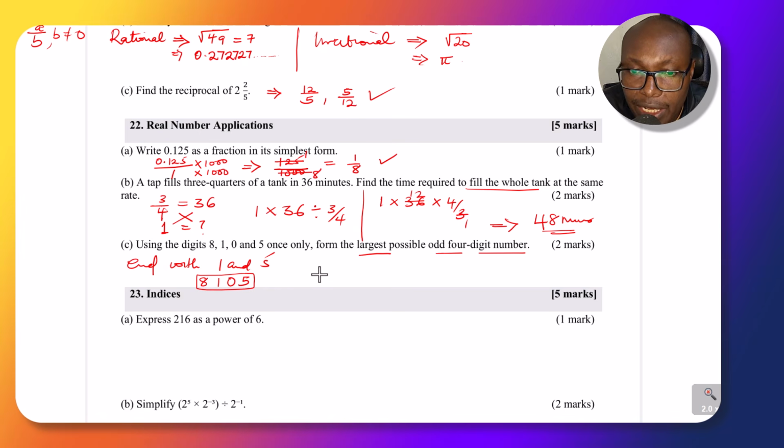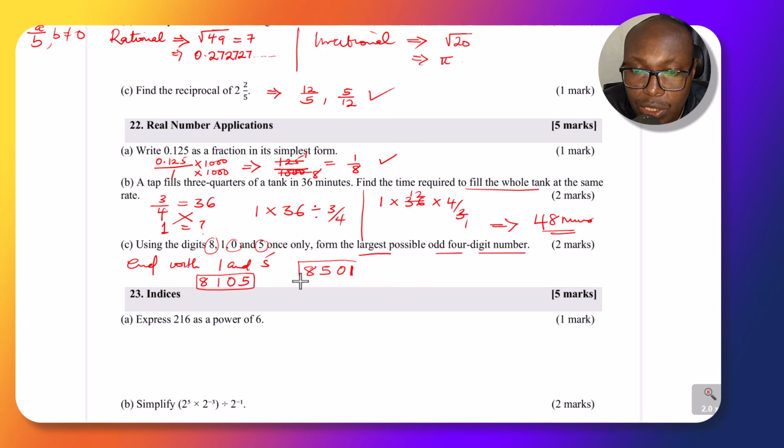Now, when you have the last digit as 1, you'll have 1 there, the last digit, and then you remain with 8, 5, and 0. So you see now with those ones, to form the largest possible number, of course, you start with 8, and then you have 5, and then 0.